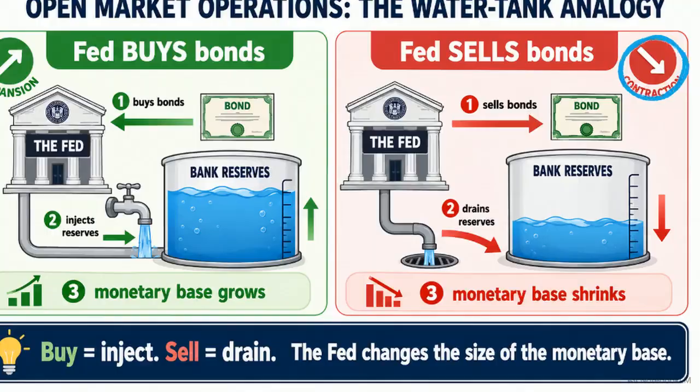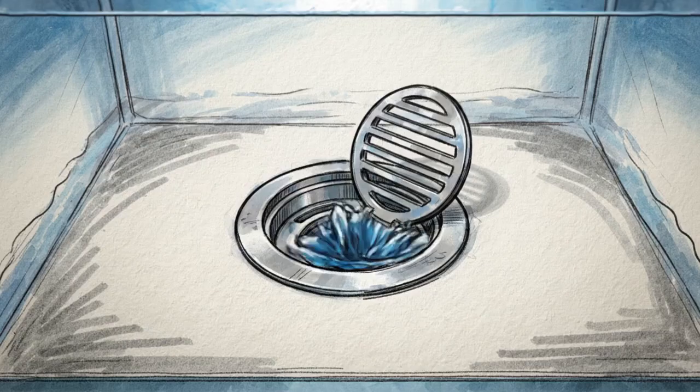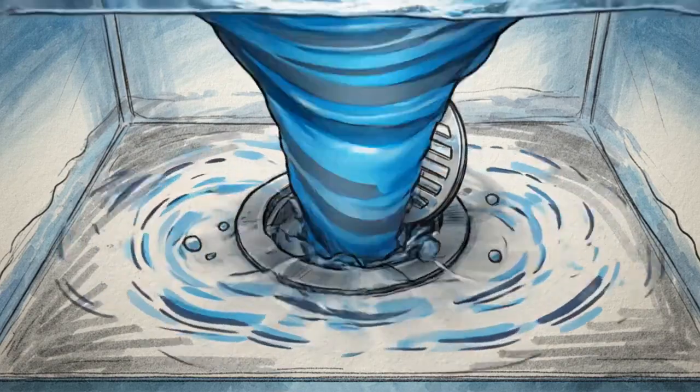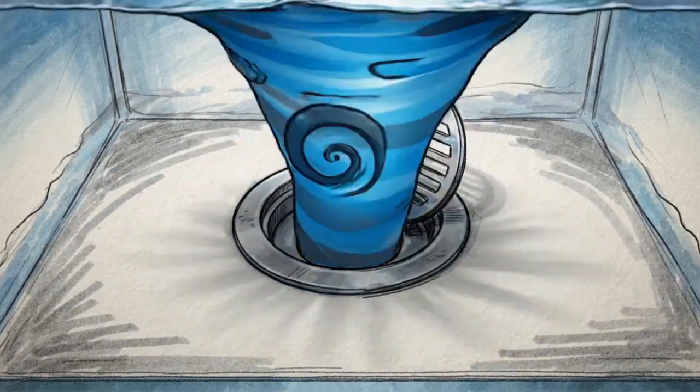If we look at the right side of the image, we see the opposite reaction. When the Fed decides to sell bonds, it takes in reserves from banks as payment. This effectively opens a drain at the bottom of the tank. With that money pulled out, the total monetary base shrinks.